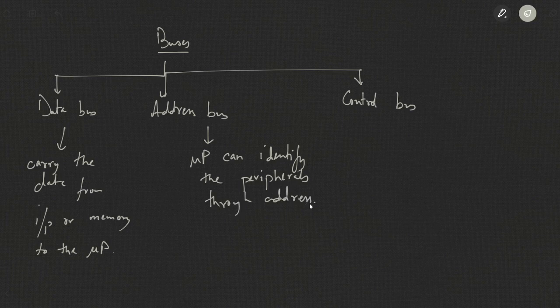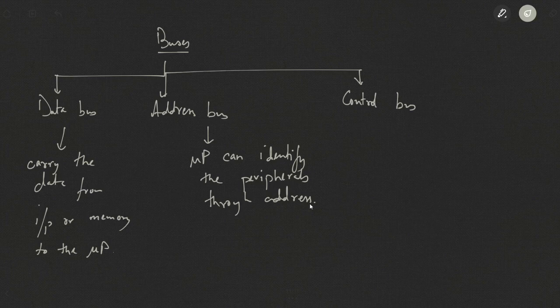So it's simple, like the language goes, knowing someone's address. The microprocessor will be able to identify these peripherals by knowing the address of each peripheral. Whether it's an input device, an output device, memory, or other devices connected to this microprocessor, they can be identified through their addresses, and this address will be strings of zeros and ones. That's actually a binary number.